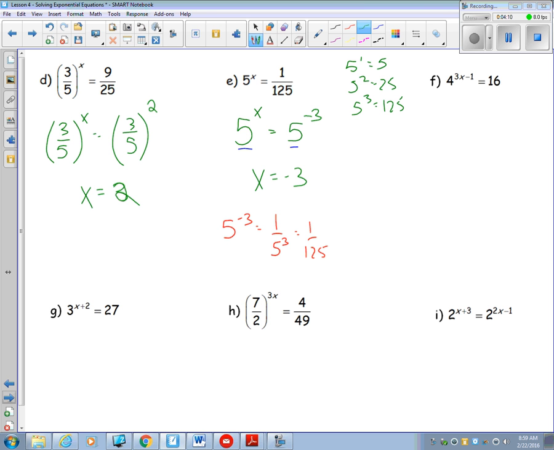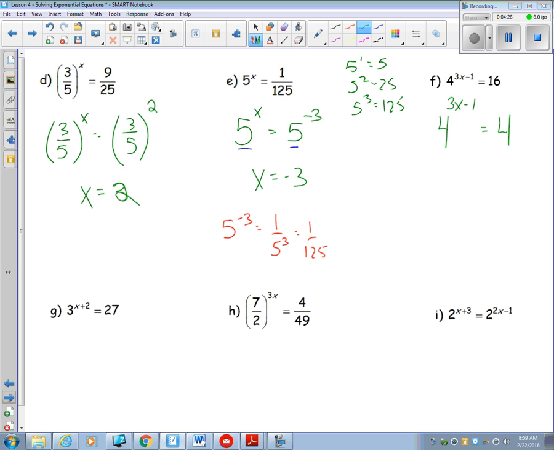Next one looks a little more complicated. 4 to the 3x minus 1. It's not just the letter x anymore. This is kind of our objective of these kinds of questions. Yeah, I need to make my bases the same. 4 to the 3x minus 1 equals 4 to the what?